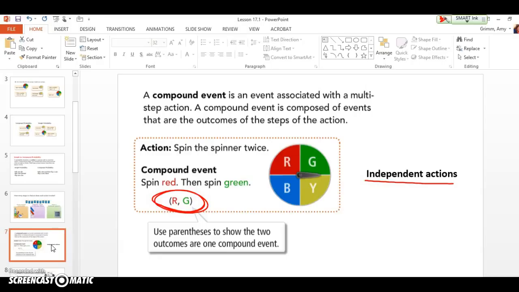As many times as I want, and it doesn't affect. I mean, I get red, then I get green, then I get blue, I get yellow, and so on. I can get whatever. They don't affect each other. Okay? So that's called an independent action.